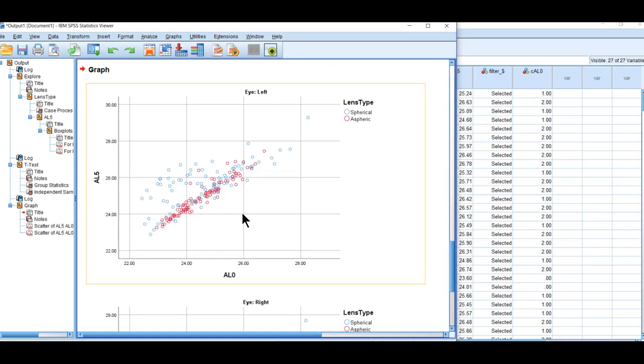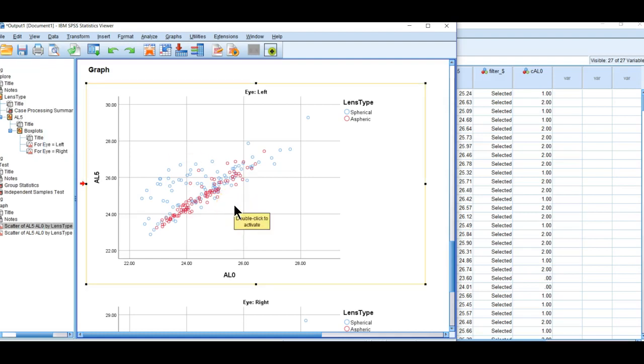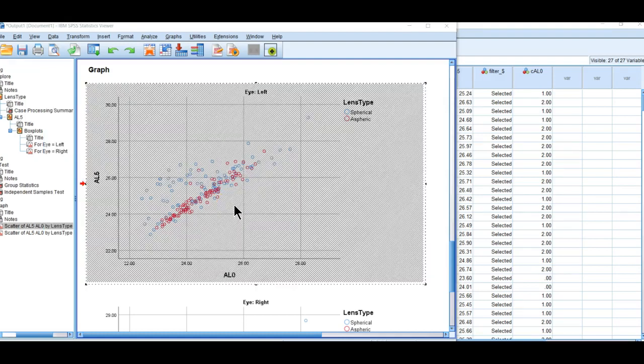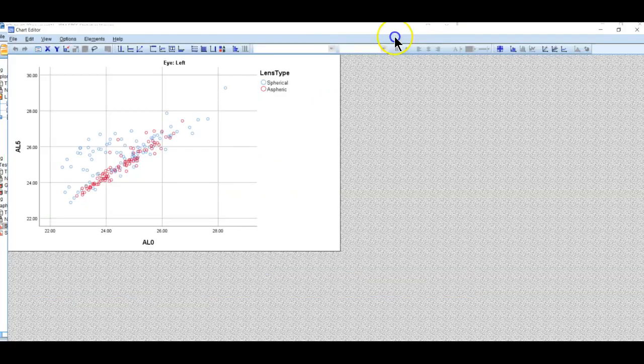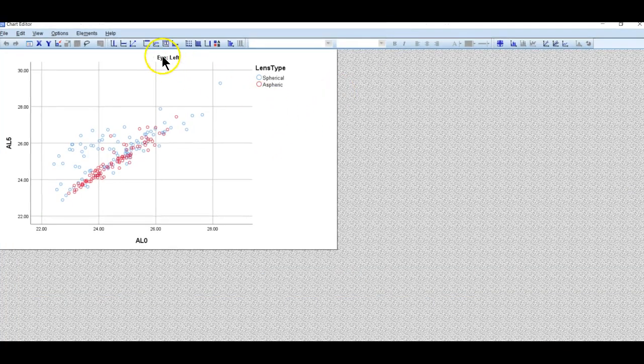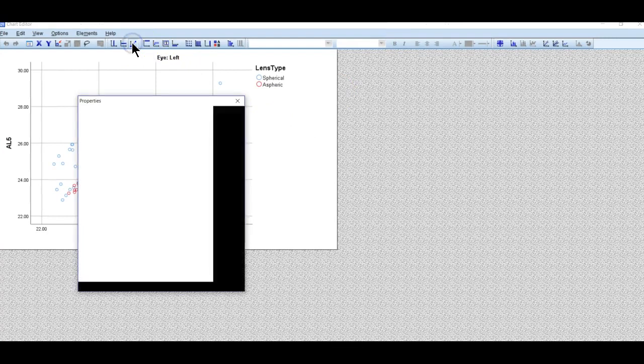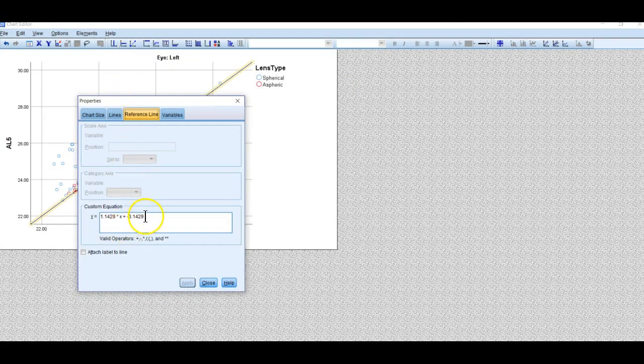Now, let's look at this. What do we get? So, we notice that, well, let's double click on this and open up our chart editor. And then let's put in a line and a line of identity. So we just want y equal to x.